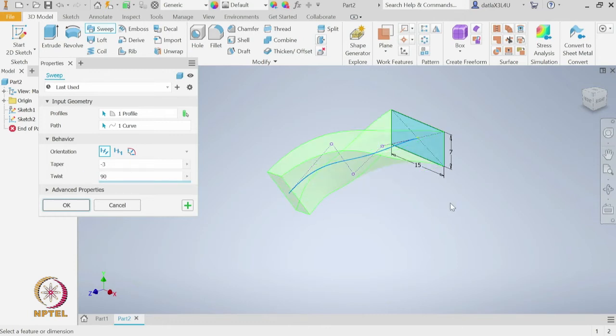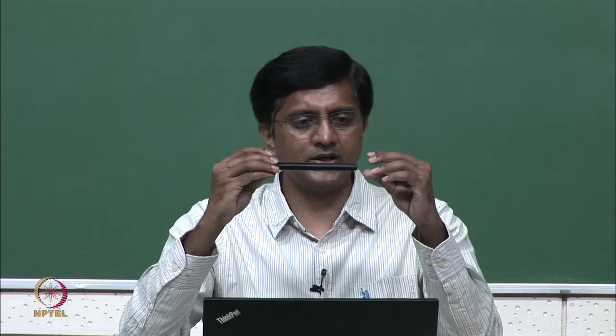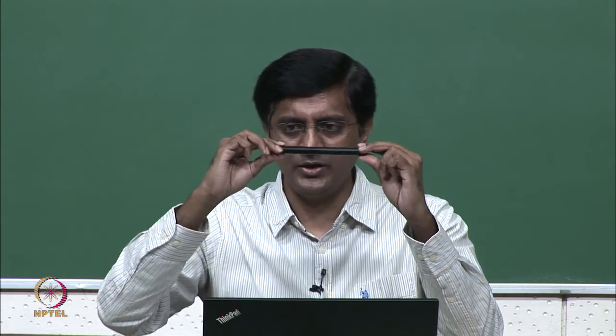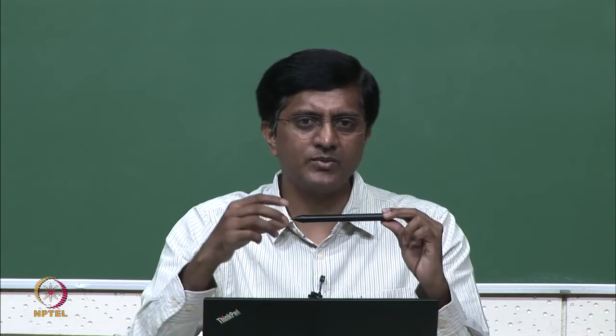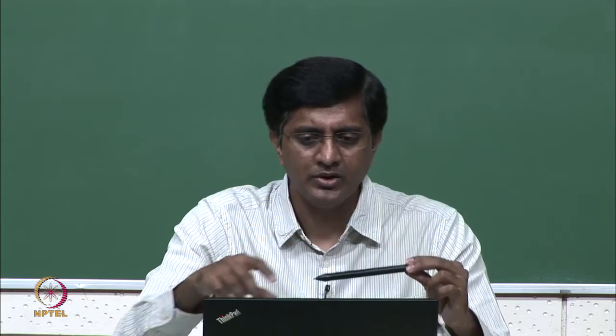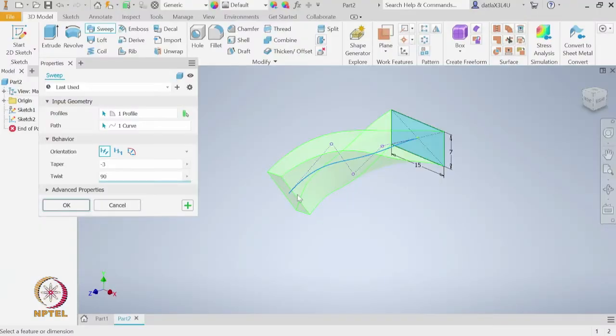So, now you can clearly see that it is almost like taking a pen and saying that initial profile and final profile, instead of they are parallel, you twist them. In this example, we are given that this twist angle is 90 degrees. So, you can see that the final profile is oriented at 90 degrees to the initial profile.